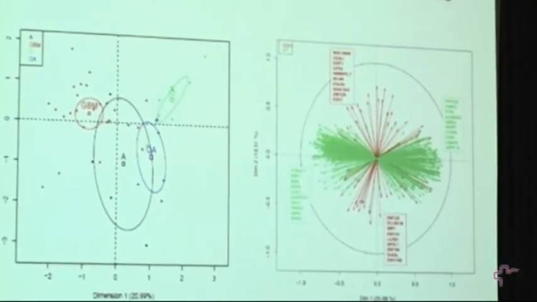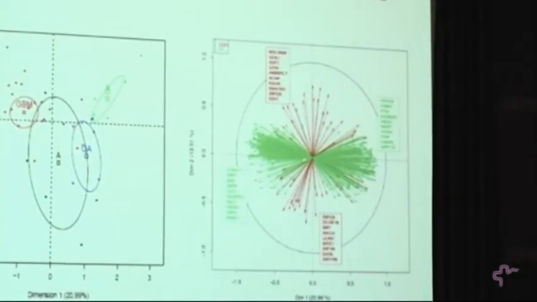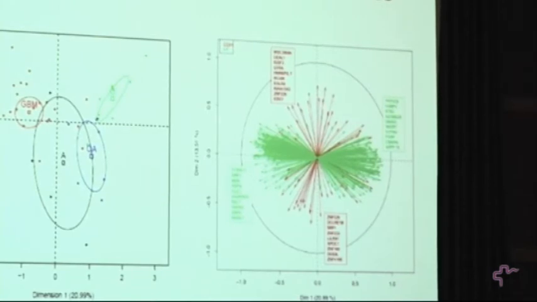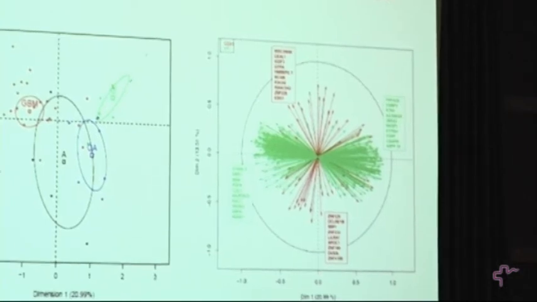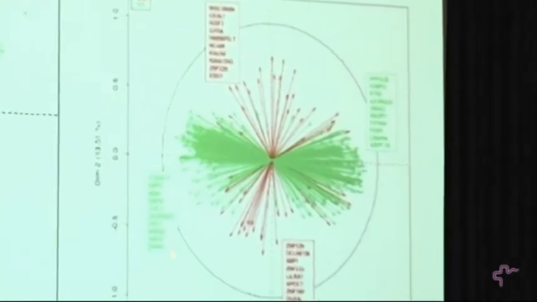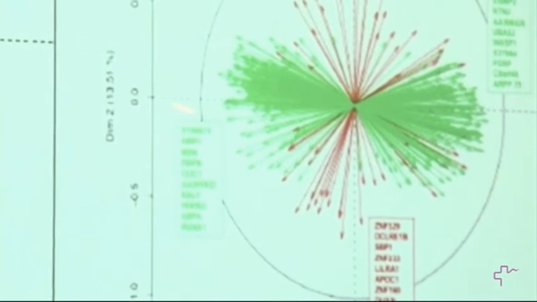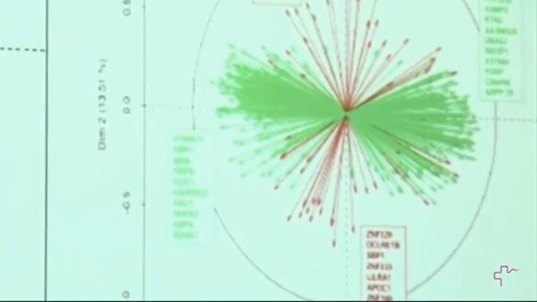So, for instance, we can look at the variables. The idea is that the longer each arrow is for one variable, in this case one gene, the more explanatory or the more associated this arrow is with this component. So we have the red arrows associated with this component, and these are the top correlated genes, and the green arrows are associated with these components. So these are, for instance, the genes that explain the difference between glioblastoma and the others.